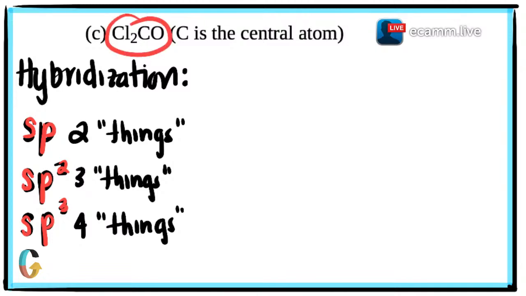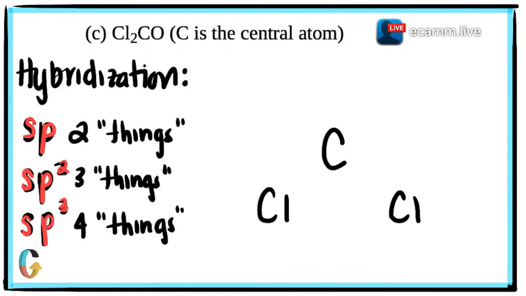And now let's look at this compound. Now, they did give us a little bit of a heads up. They say that C is the central atom. So that means that carbon has to be in the middle. And then I have two chlorines. I have one oxygen. So they have to be around the central atom, which is carbon. So I'm going to put maybe my chlorine and my chlorine down here, and then my oxygen over here. And now we just have to figure out what the Lewis structure is.